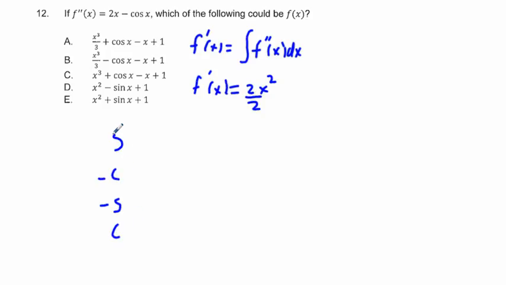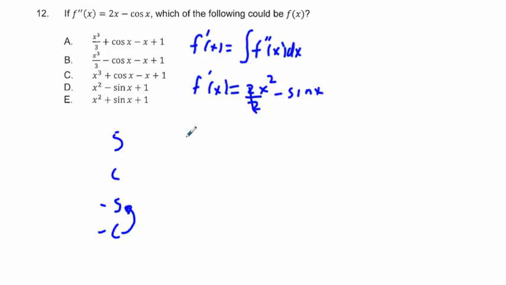So if you integrate, you go the opposite direction. So what that's going to be is, if we take the integral of negative cosine x, we're going to get negative sine x. So we're going to have minus sine x.